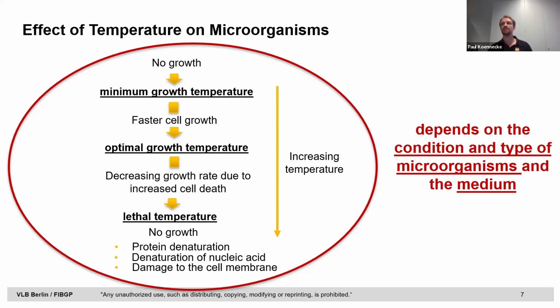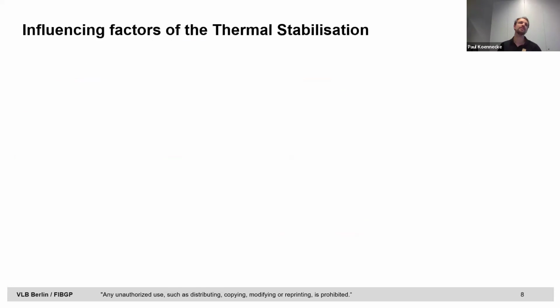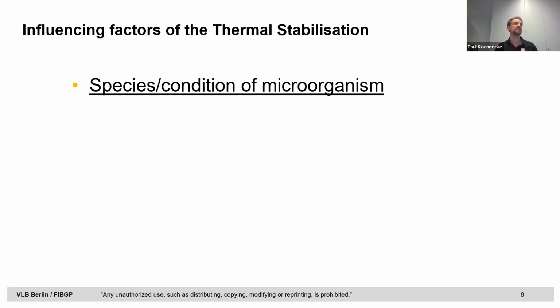And so if you look at the influencing factors of thermal stabilization, of course, I said this, we have to see that every species and the condition of the microorganism is influencing that. So we can't tell this just as general, for example, for all beer spoiling microorganisms. And then the amount of germs is very, very important when you look at pasteurization. We will also come to that in detail probably over the next sheet.